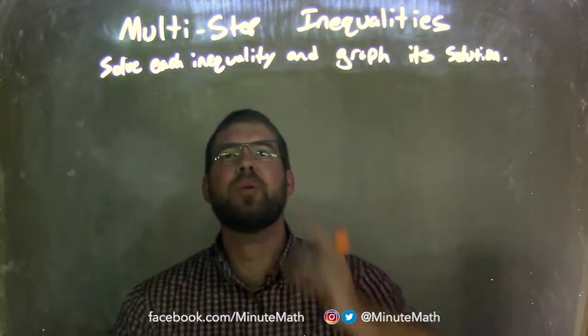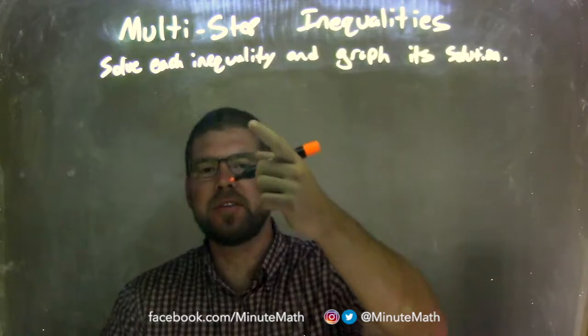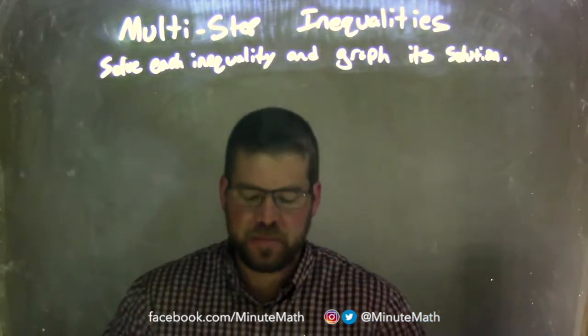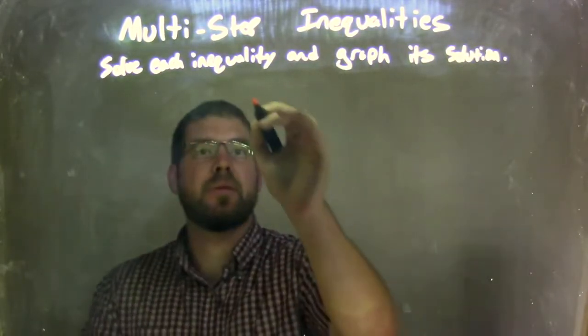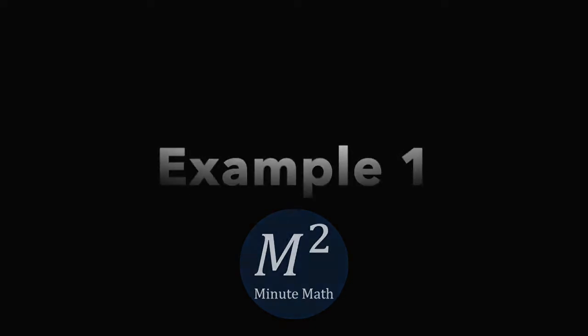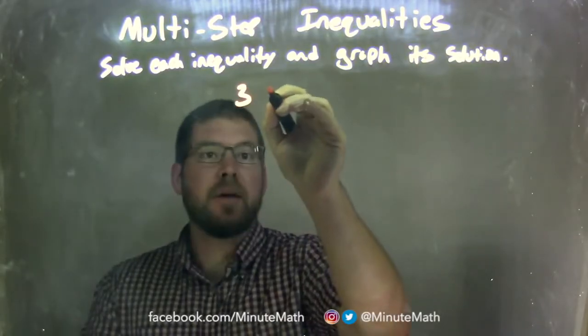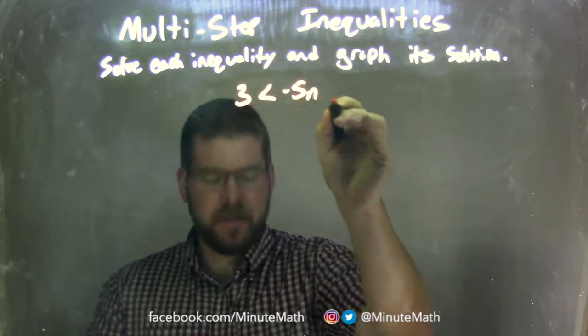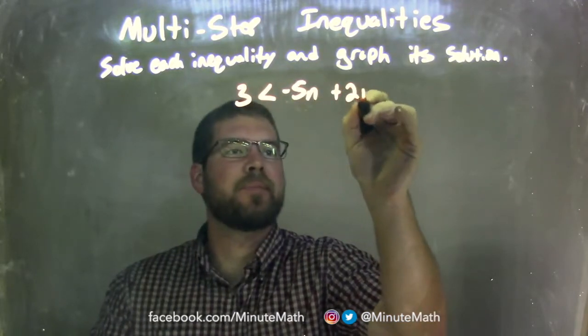And today we're going to learn about multi-step inequalities. We're going to solve each inequality and graph its solution. So if I was given this inequality, 3 is less than a negative 5n plus a 2n.